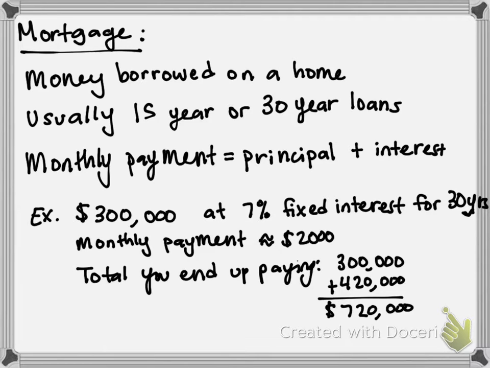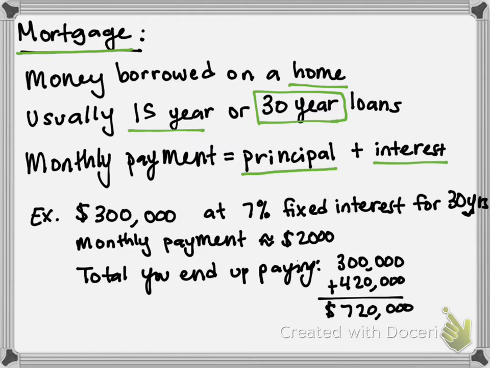The first would be when we get a mortgage. A mortgage is the name for the money that you borrow when you buy a house. Usually, mortgages last either 15 years or 30 years. The 30-year loan is more common. You have a monthly payment, so you pay a certain amount back to the bank or whoever you took your mortgage out from every month. The monthly payment is made up of the balance, the principal, plus interest that you are charged.